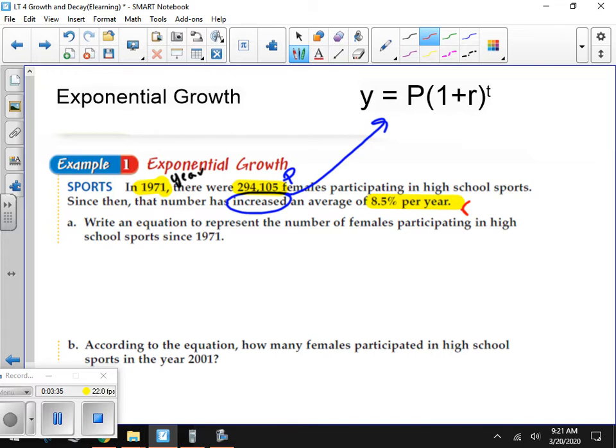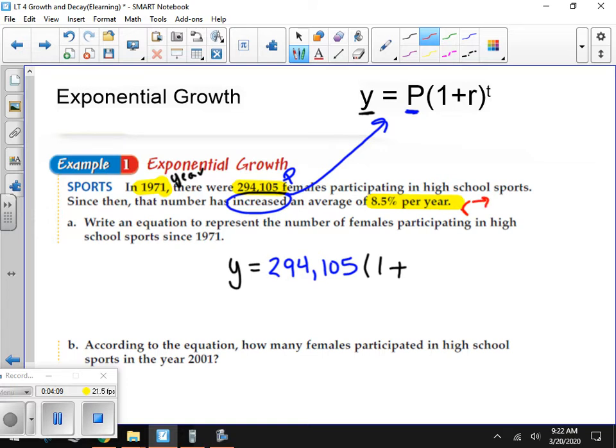So if I'm going to write an equation, I'm using this formula. The first part of the formula is y. And if we remember, y is the final amount. However, I don't have a final amount. I only have a p. So we're going to leave y in the formula. So we're going to say y equals. And then the next part is p. Well, I know p is the 294,105 females. Then I have a parentheses, and I have a 1 plus. That 1 never changes. It's always there. And then I have r, my rate. Now remember what we said is that this has to be in a decimal, which means it's not supposed to have the percent symbol.